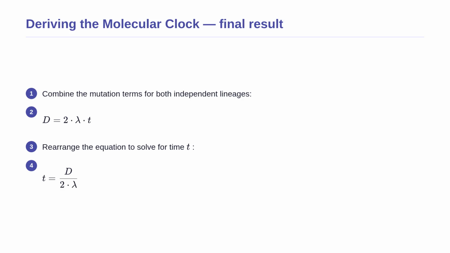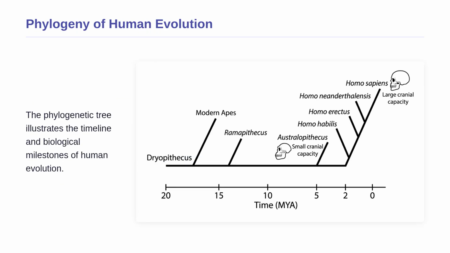It accounts for the fact that both species are evolving away from each other at the same time, effectively doubling the rate of divergence. To find the time t, we simply divide both sides by 2 times lambda. This algebraic rearrangement gives us the exact molecular clock formula we used earlier, proving its validity. So we have proven the timeline mathematically.